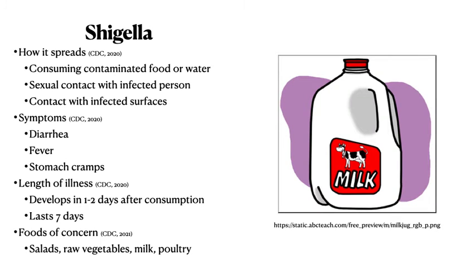The fourth of the big six pathogens is Shigella. Shigella causes a disease called shigellosis, and it spreads by consuming contaminated food or water, through sexual contact with an infected person, or through contact with infected surfaces. The symptoms of Shigella include diarrhea, fever, and stomach cramps, and typically Shigella develops within 1 to 2 days after consumption of the contaminated food or water, and the symptoms last around 7 days. The main foods to be concerned with for Shigella are salads, raw vegetables, milk, and poultry.